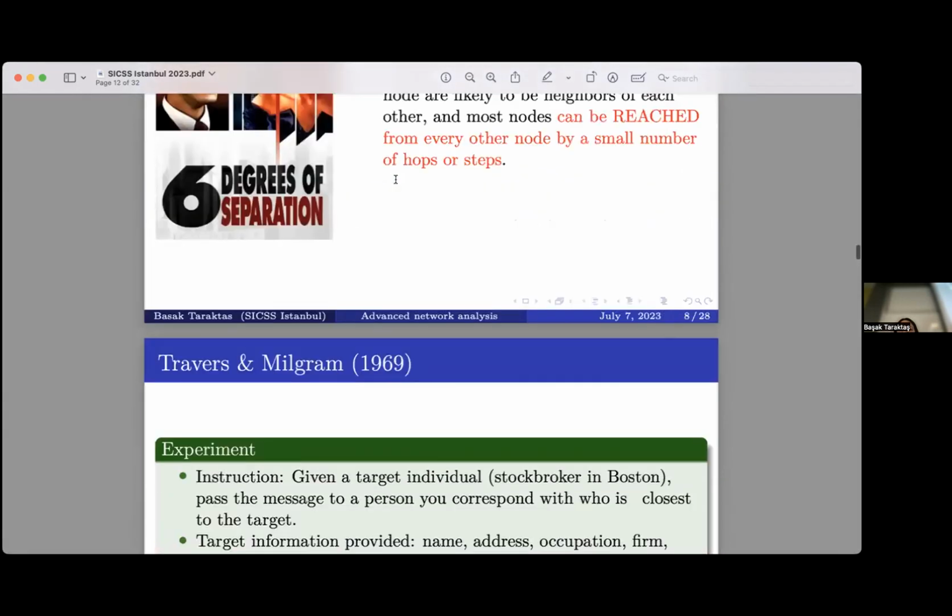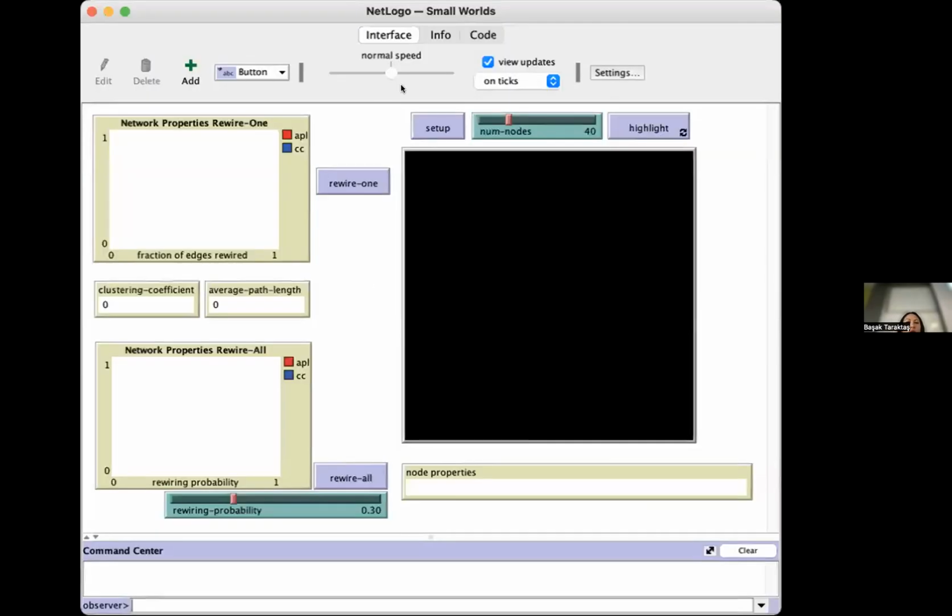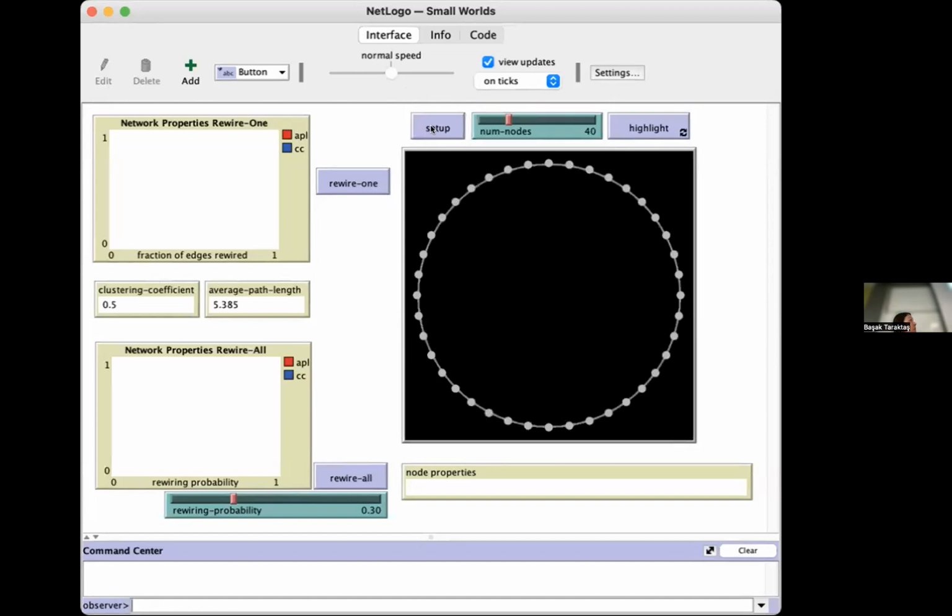So, let me show you what a small world network looks like. You're going to see that it's pretty different. You start with a similar layout, a bunch of people gathered around a circle. We have a rewiring probability, which is 0.3. We can change it. So when we hit it once, we're going to have random connections.